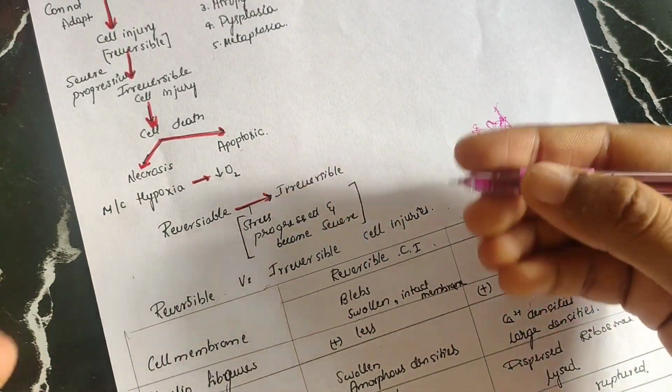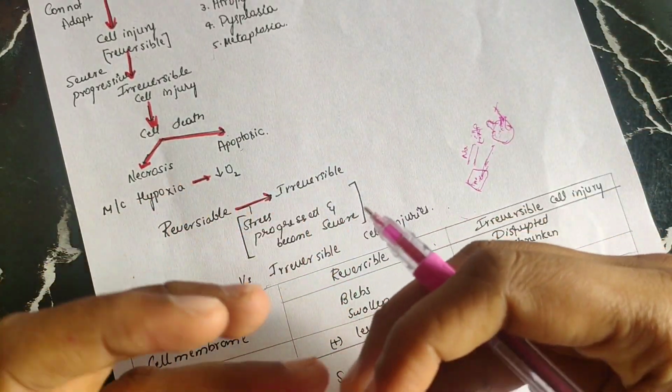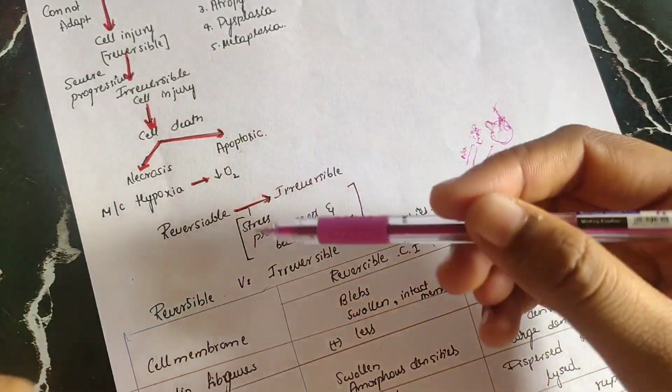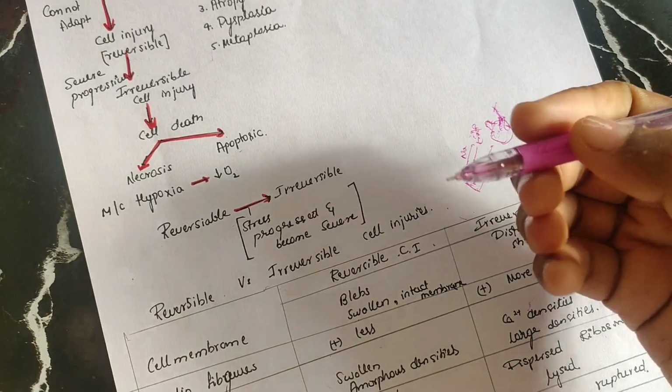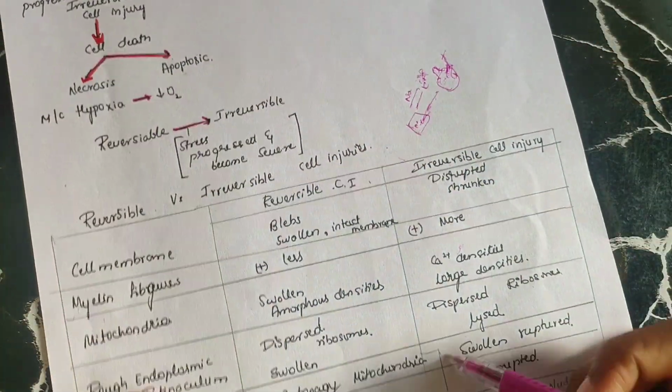Whereas if the consumption of alcohol increases, then it becomes cirrhosis of the liver. During cirrhosis of the liver, it cannot be reversed back, so that becomes irreversible. When the stress progresses and becomes severe, this alcohol being the stress, then reversible injury becomes irreversible cell injury.